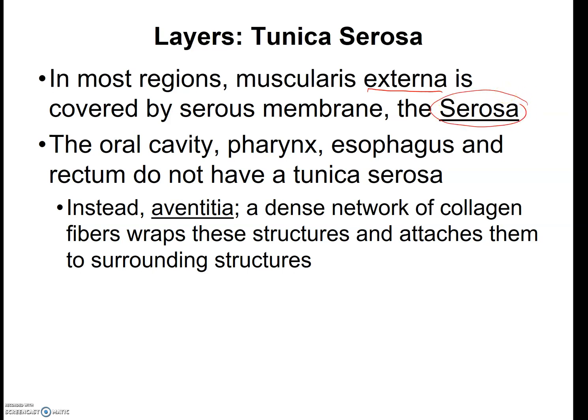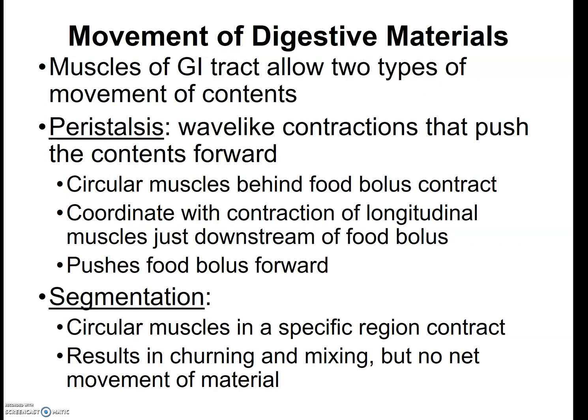And so the oral cavity, the pharynx, esophagus, all of these don't actually have tunica serosa. Instead, they have tunica adventiva, which is a whole lot of connective tissue, collagen and so forth, that attaches these regions to the surrounding structures. So oral cavity, the pharynx, the esophagus, that kind of makes sense, right? So the adventiva holds, say, for example, the esophagus in place.